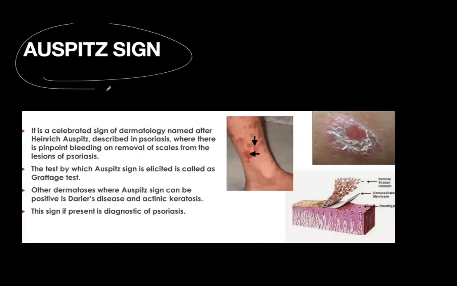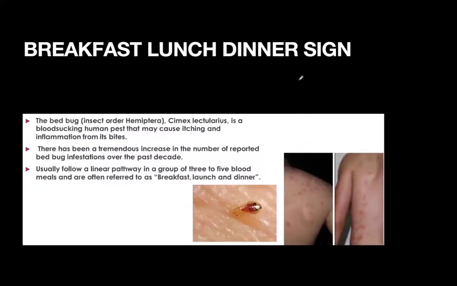Then this classical Auspitz sign. It's described in psoriasis. These are the bleeding points, especially in case of plaque psoriasis. Removal of the stratum corneum, removal of the Buckley's membrane, will produce bleeding points. This is called your Auspitz sign.